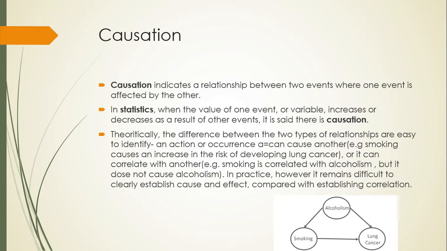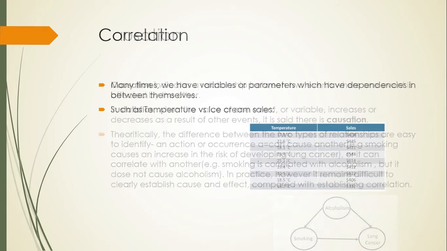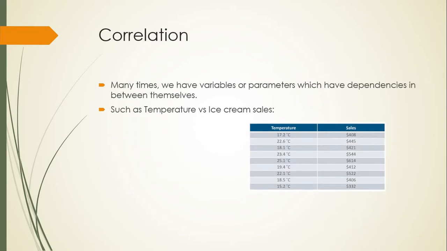So here we see in the diagram, smoking causes lung cancer. Alcoholism indirectly causes smoking, which indirectly causes lung cancer. Alcoholism does not directly cause lung cancer. This is causation and correlation. So now we'll see what is correlation.